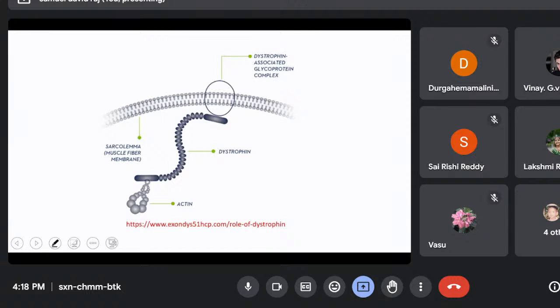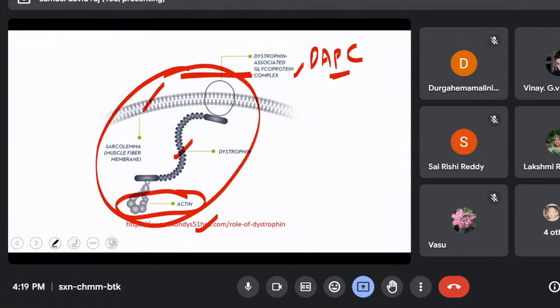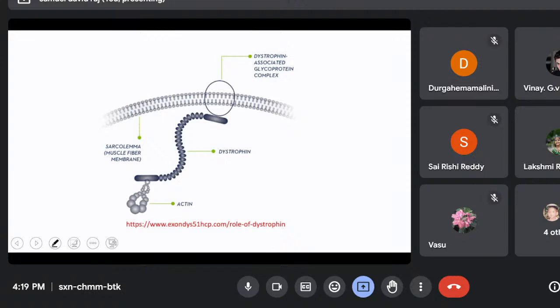This is how it looks. This is an extract from a particular website. This is the sarcolemma, the muscle plasma membrane, this is the dystrophin protein, and this is the cytoskeleton, that is actin. Along with the dystrophin associated protein complex, this protein is a glycoprotein, which you can call the dystrophin associated glycoprotein complex. It is connected to the extracellular matrix, and thus gives strength to the entire muscle as it is continuously contracted and relaxed during movement or locomotion.